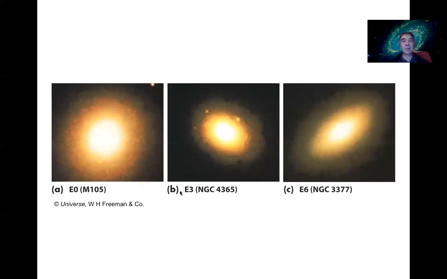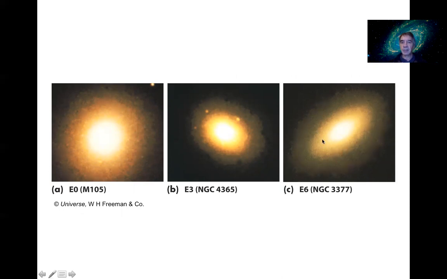So here's an example, again from the Universe textbook, of 3 different elliptical galaxies with varying degrees of this ellipticity classification. You can see that if the number is 0, then you're going to have basically a galaxy that looks circular on the sky. And as the number increases, they get gradually more and more elliptical.